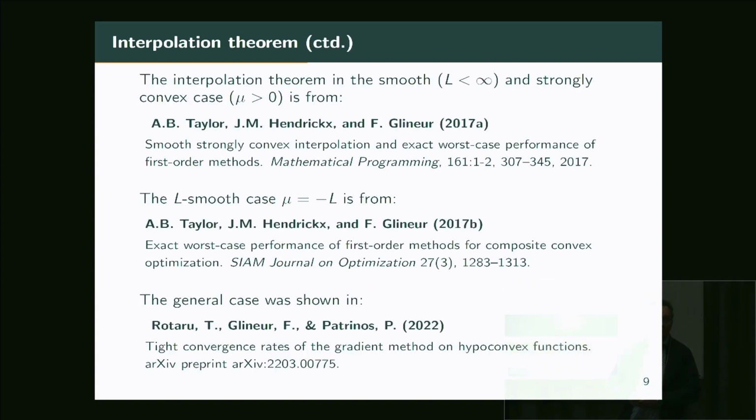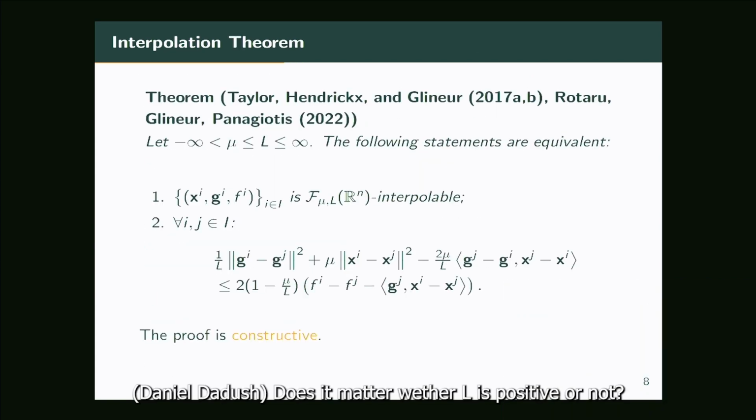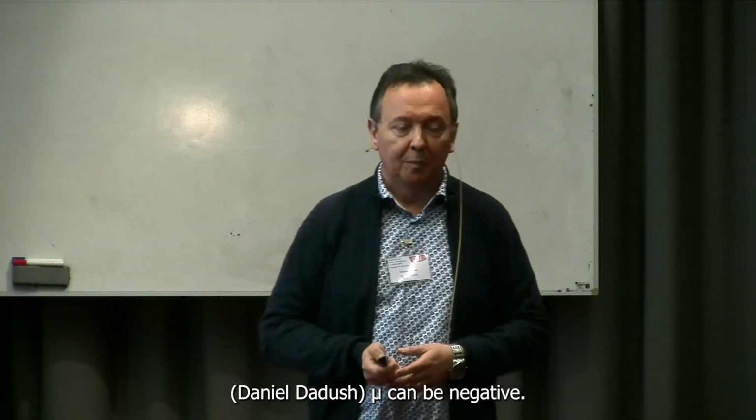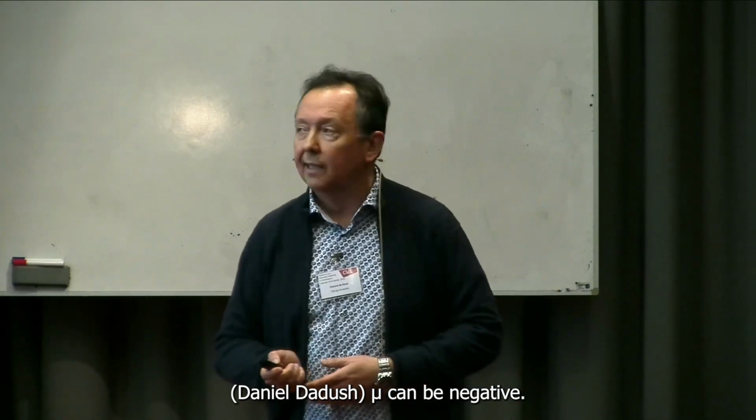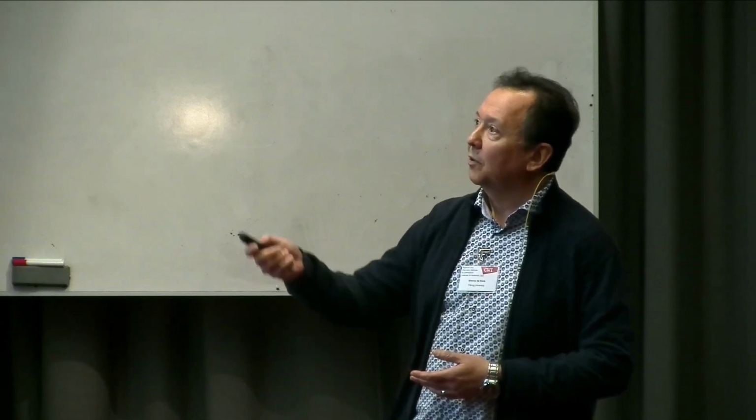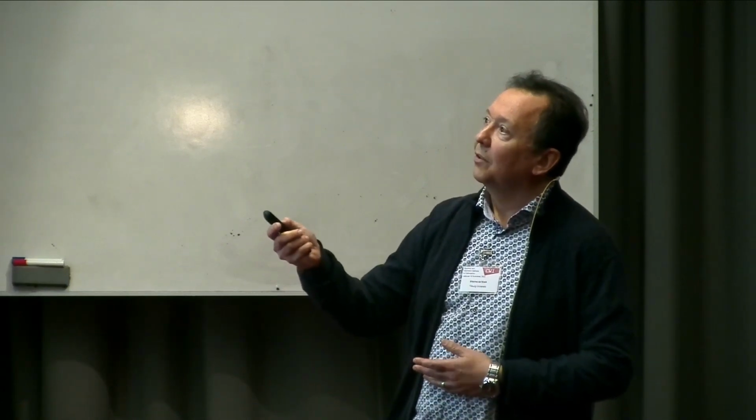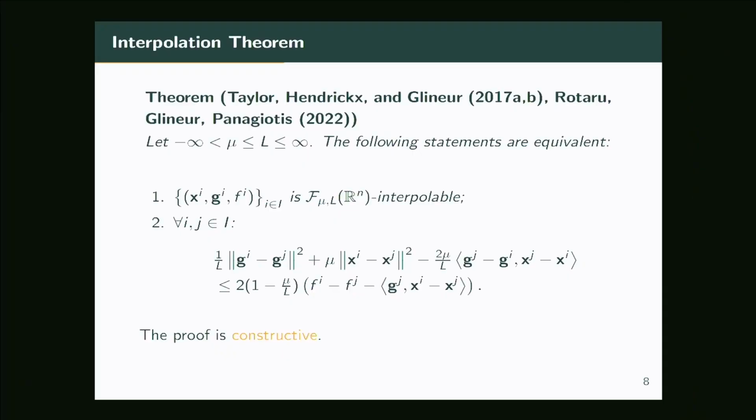Etienne: Does it matter whether L is positive or not? Yeah, L is positive, always. Or non-negative, to be precise. But mu can be negative. Mu can be negative for now, yeah. Indeed, it's not shown in the slide, that's right. So it's not clear here, but L should be non-negative.